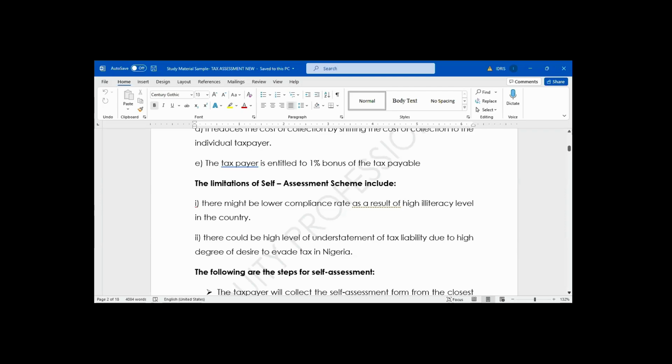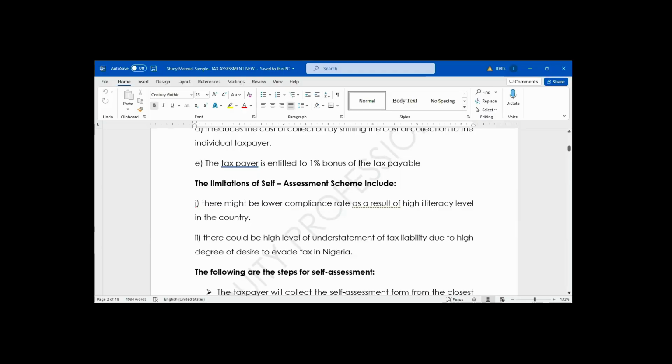Another limitation is there could be a high level of understatement of tax liability due to the high degree of desire to evade tax in Nigeria. Even the one that is computed by themselves, most of the companies, the returns that they file based on self-assessment, they normally understate their what? In order to reduce their tax, they will understate their income and they will overstate their expenses.